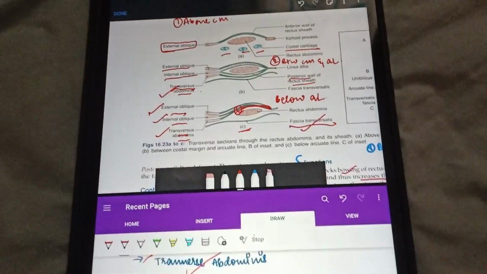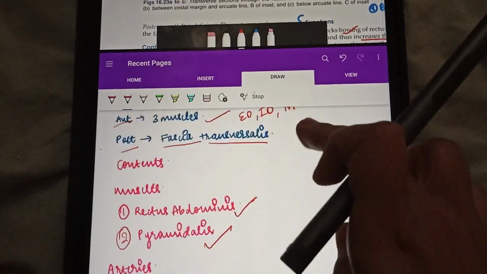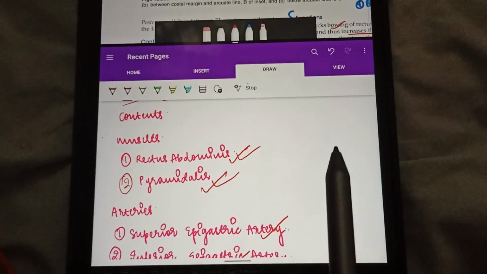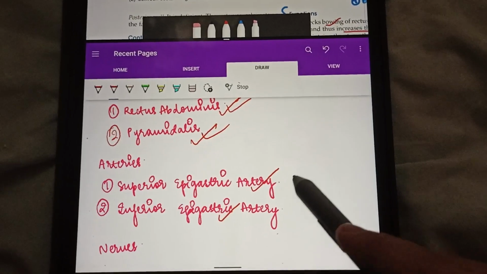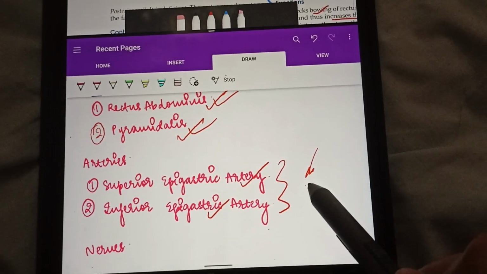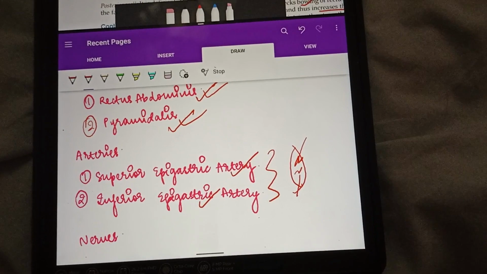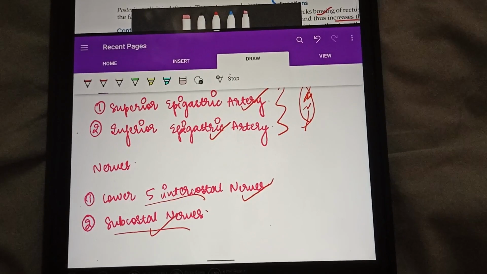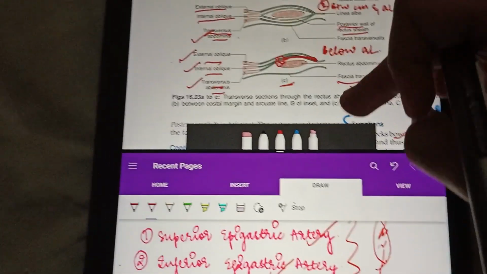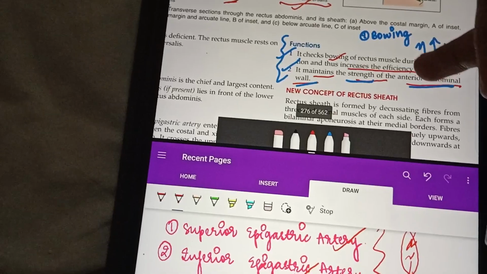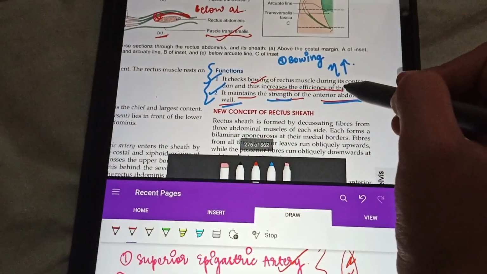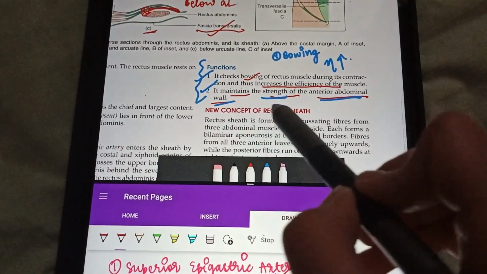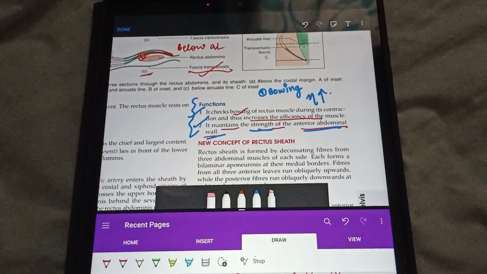We saw the formation, and next the contents. Among muscles, rectus abdominis and pyramidalis. Arteries: superior epigastric and inferior epigastric, both of which anastomose and supply the rectus abdominis muscle. Nerves: the lower 5 intercostal nerves and the subcostal nerves. Then we saw the functions of the rectus sheath: it checks bowing, and hence increases the efficiency of the muscle during contraction, and it maintains the strength of the anterior abdominal wall.